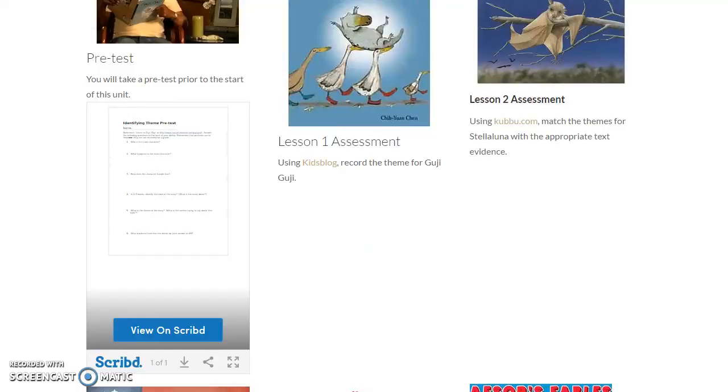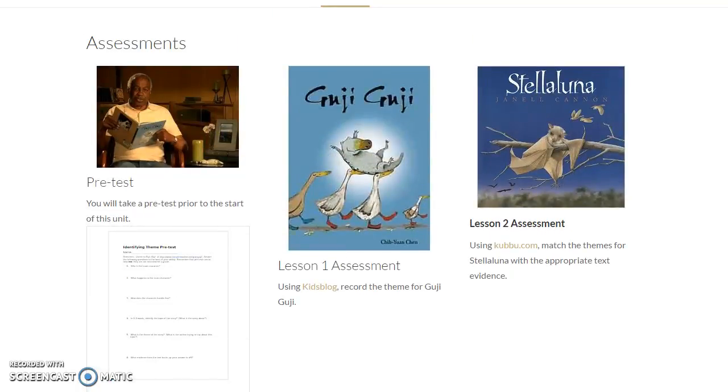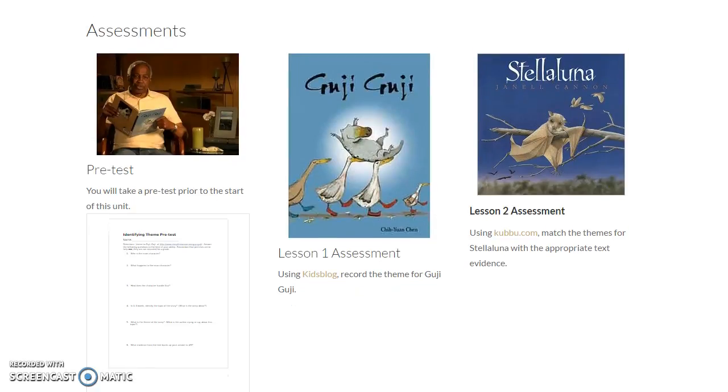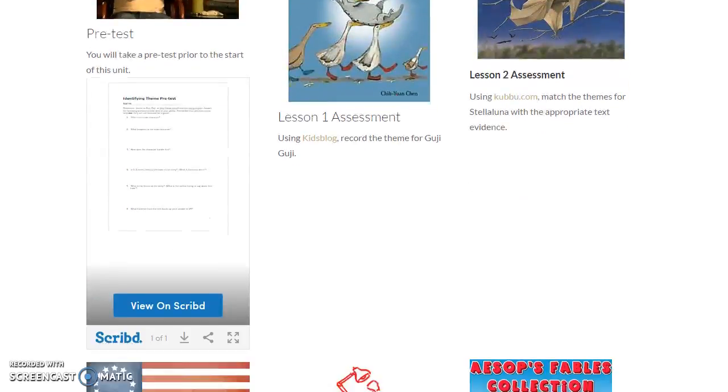Most of the assessments are just formative assessments, just little things that you can jot down. See, in lesson 1 here, they're just going to blog about what they think the theme is for Guji Guji after we discuss it. And for Stella Luna, they'll work on matching some themes with some text evidence, since lesson 2 does incorporate more text evidence along with finding the theme.